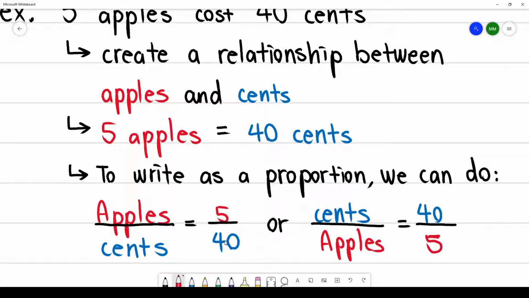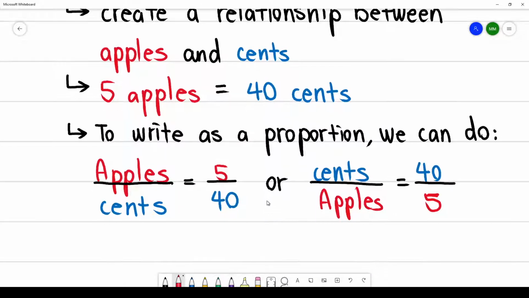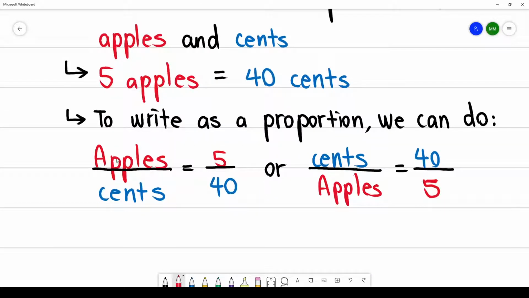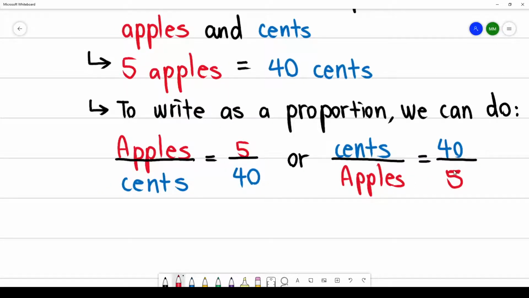Now you see that these two are different fractions, right? But that doesn't actually matter, because we're just trying to create a proportion between apples and cents. If you put apples on top, then the numerical value that apples represent goes on top, and cents go on the bottom. If you write cents first, then cents are on top and apples on the bottom. So 5 over 40 and 40 over 5, yes, they're different values, but they also kind of represent different things.